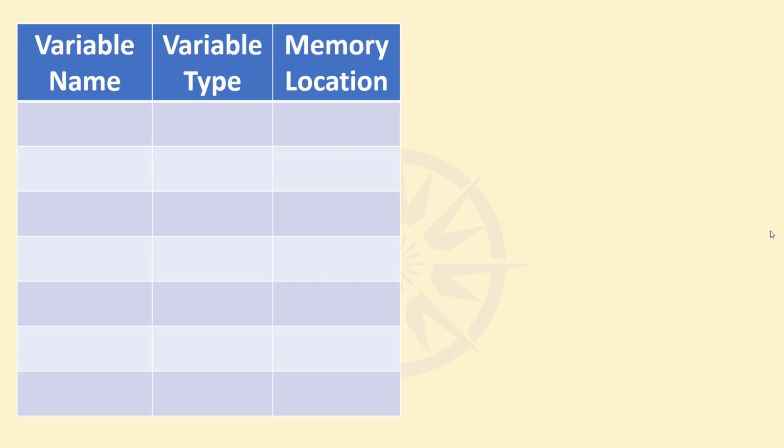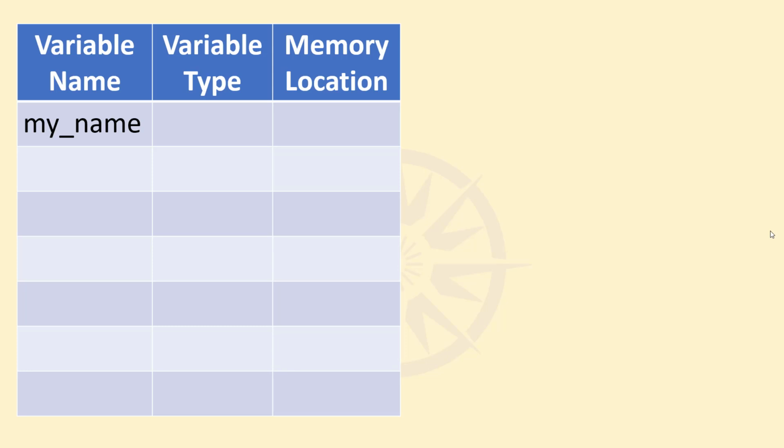So it has 3 columns: the variable name, the variable type, and the memory location, and I'm going to explain about each. We start with a variable name. In the last program I had a variable called my_name, which represented my name. That has 2 words. It's important in Python that variable names should be lowercase, and if they contain more than 1 word, separate them with underscores.